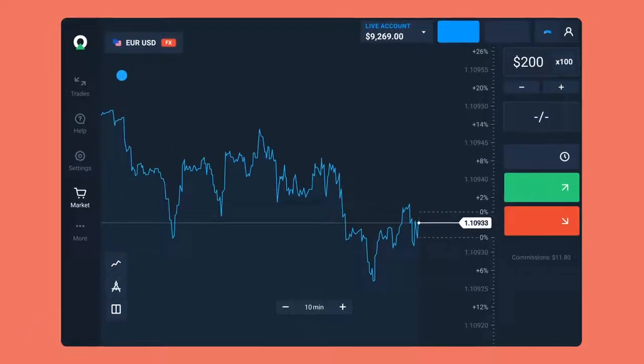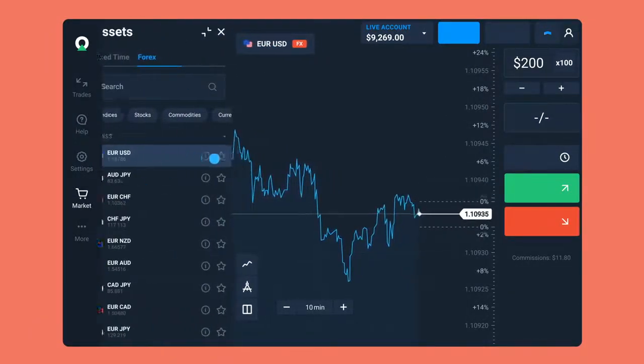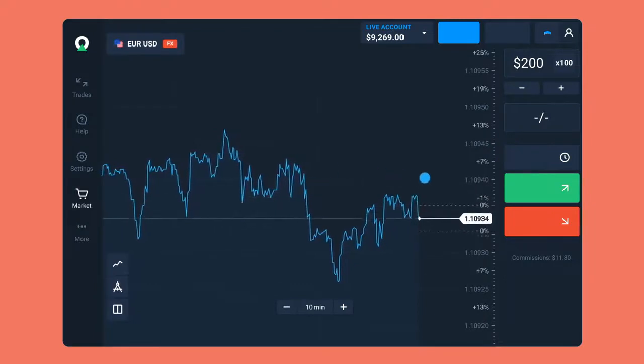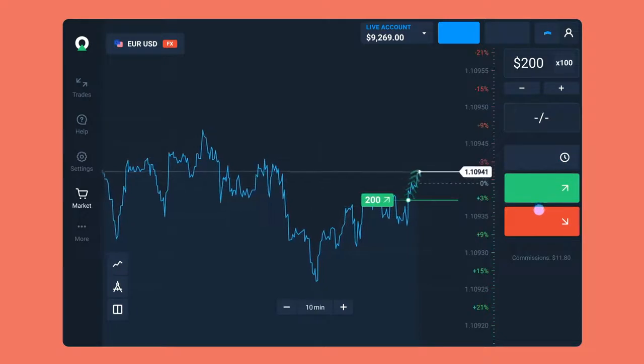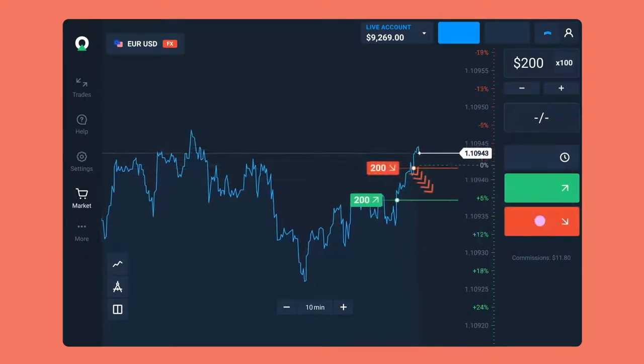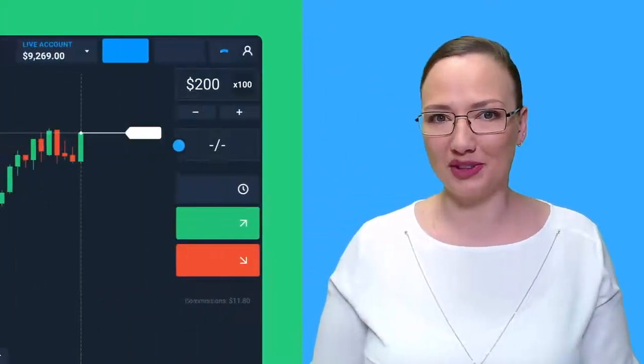Let's look at the classic currency pair Euro-US dollar. If we forecast that the price of the euro will rise in relation to the United States dollar, we would open an up trade. And likewise, if we forecast that the price will go down, we would enter a down trade. Here is where you can find the multiplier.